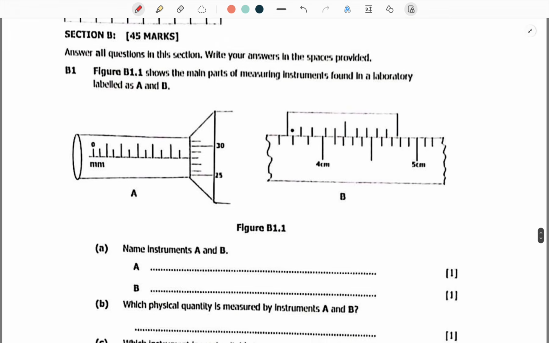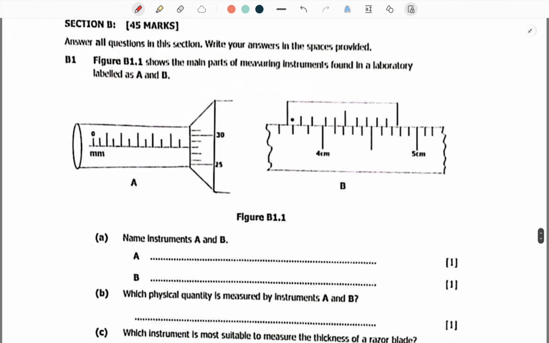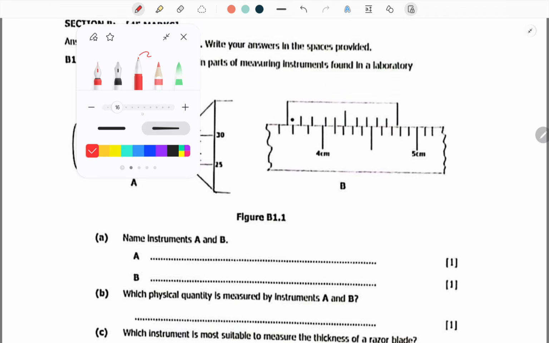We got to section B, which carried about 45 marks. Okay, so this one, let's see.